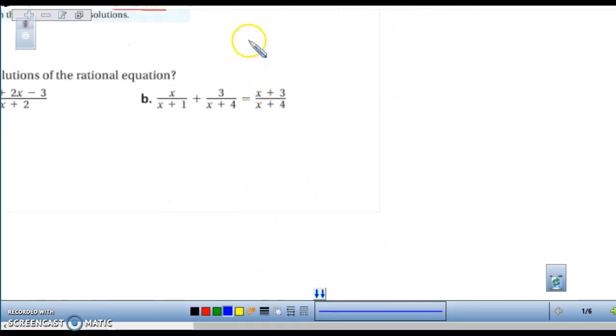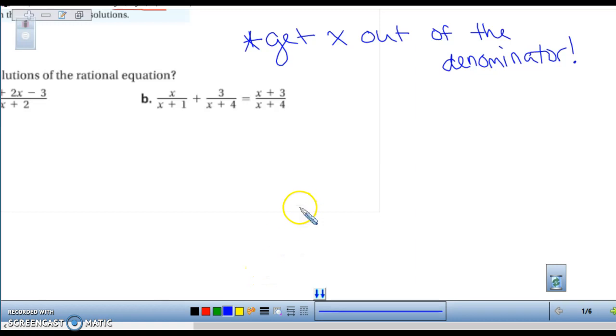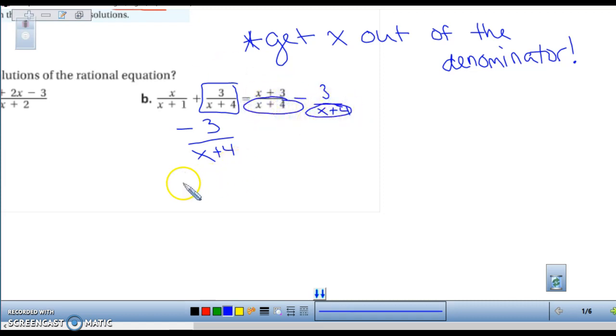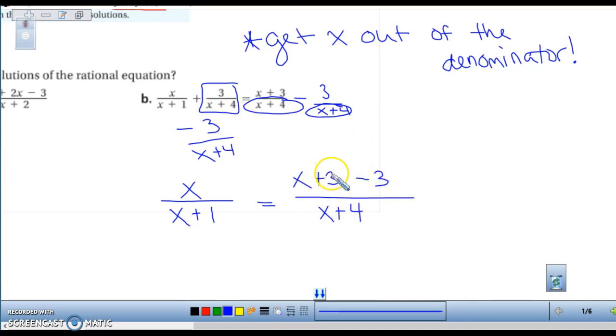Always remember that our main goal is to get x out of the denominator. One way we can do that, especially when we're working with fractions and addition and subtraction, is to combine them into one fraction. On the left-hand side, we can't do that because they have different denominators. But if we subtract this across to the other side, then we would have one fraction because the denominators are the same. On the left-hand side, we have x divided by x plus 1. On the right-hand side, we have x plus 3 minus 3 divided by x plus 4.